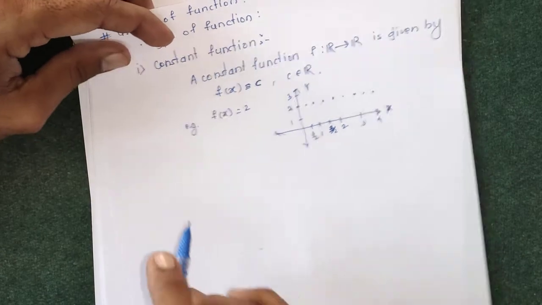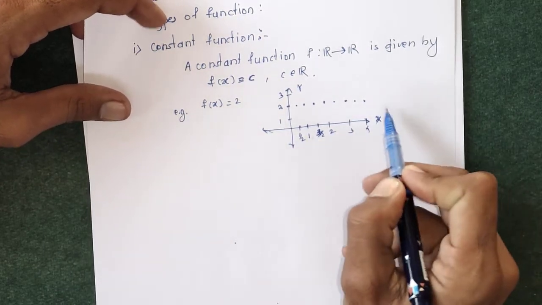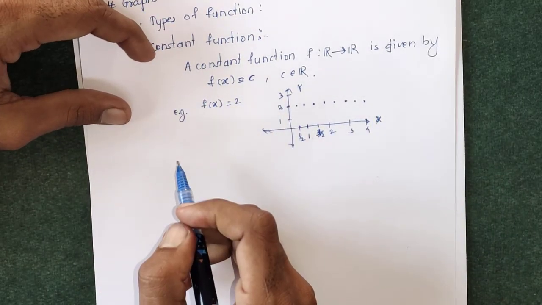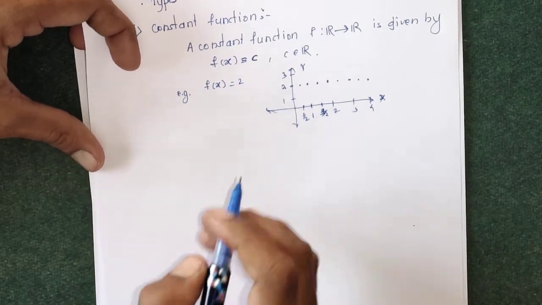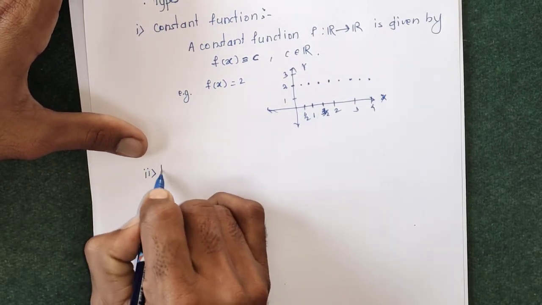Constant function means every element in the domain maps to the same element in the codomain; then we say the function is a constant function. This is the graph of the given function. Now, the next definition is the linear function.